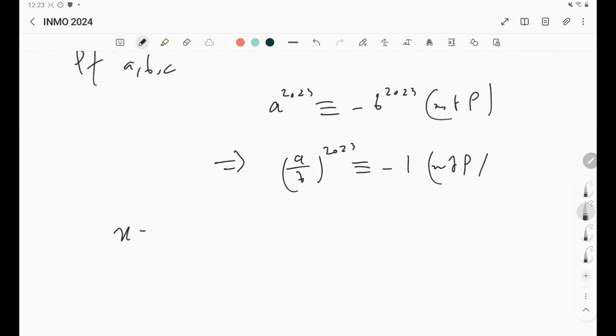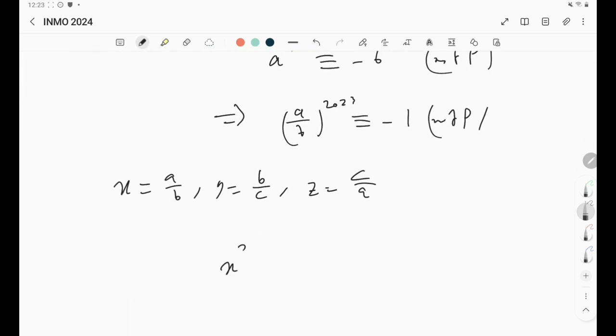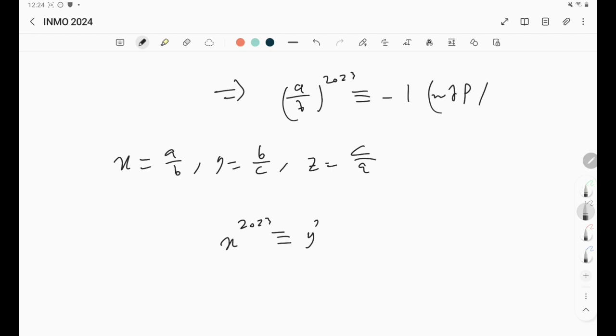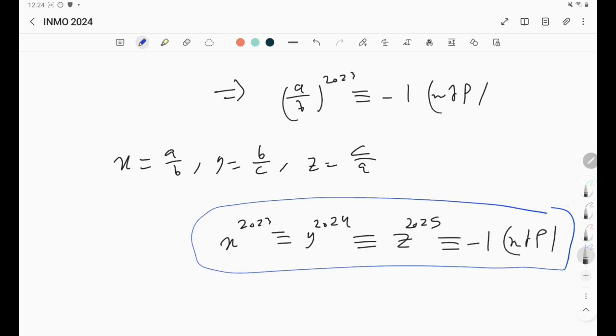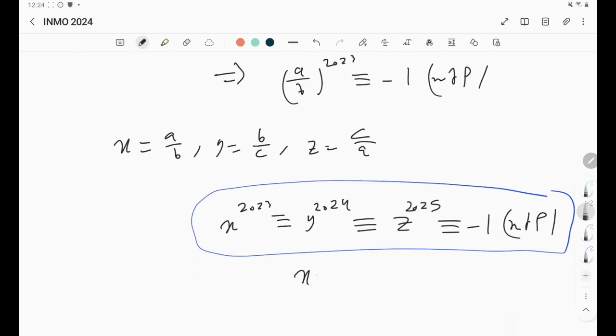So let's assume something like this: x is equal to a over b, y is b over c, and z is equal to c over a. Clearly now you can see that from the number 1 we can get x to the 2023 is congruent to -1. In fact, you can do the same for the other guys, and we'll get y to the 2024, and z to the 2025. They're all congruent to -1 mod p. So now this is basically our question. And of course, don't forget that x, y, and z have a relation. As you can see here, their product is 1. So we always should notice the condition where xyz is 1.